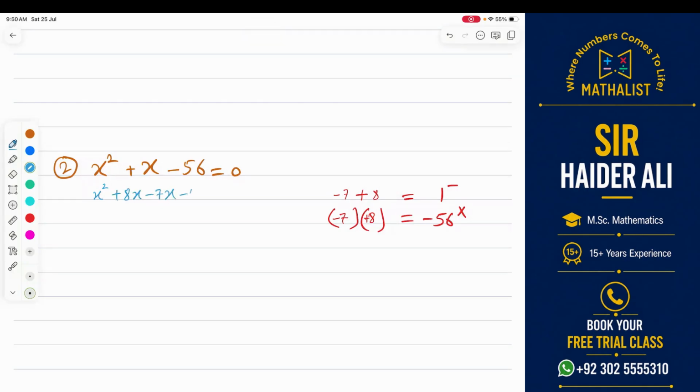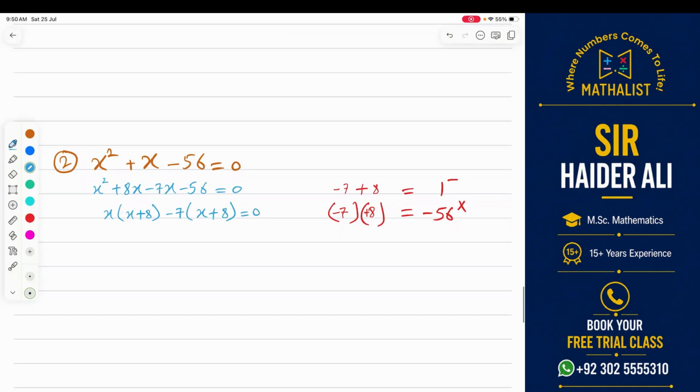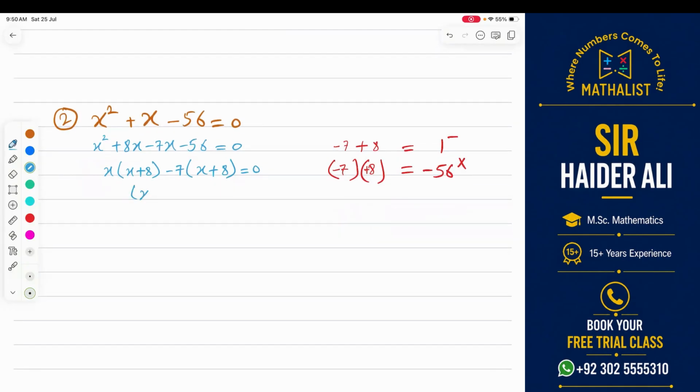-7x minus 56 is equal to x common, x plus 8, minus 7 common, x plus 8. Now there are two factors: my first factor, my second factor. And in both factors, you can observe x plus 8 is common. So I will take x plus 8 common, and inside I have x minus 7.